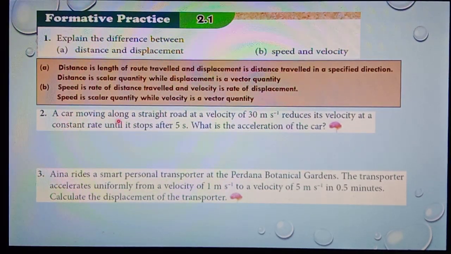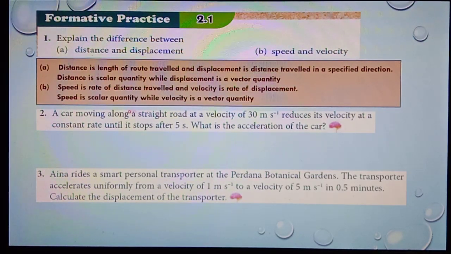Okay, number 2, a car moving along a straight road at velocity of 30 meter per second reduces its velocity at a constant rate until stop after 5 seconds. What is acceleration of the car? Okay, so first you can list down all the information. What we can see from here, initial velocity 30 meter second negative 1. Stop after 5 seconds. The word stop means final velocity 0. Time taken 5 seconds. We want to find acceleration.